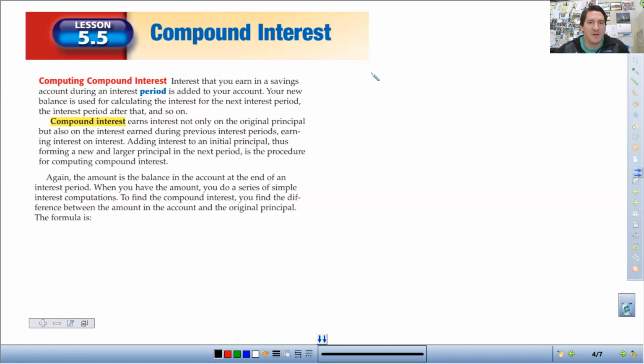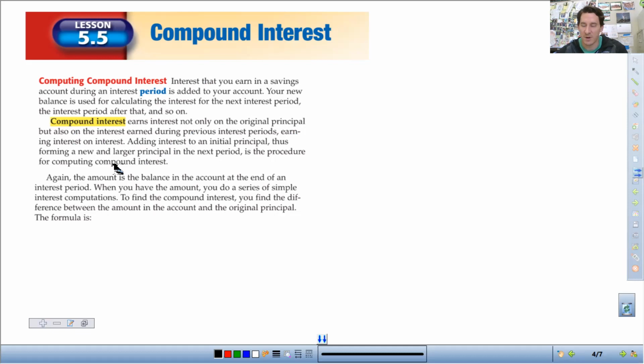So what compound interest is: interest that you earn in a savings account during an interest period is added to your account. So that's what we calculated last time, calculating the interest and adding it to the account. Your new balance is used for calculating the interest for the next interest period, the interest period after that, and so on. So every time interest gets calculated, it gets added into your account, and then that new account balance gets used again for the calculation. This is called compound interest. Compound interest earns interest not only on the original principal, but also on the interest earned during previous interest periods, earning interest on interest. So that's where the compounding is, interest on interest.